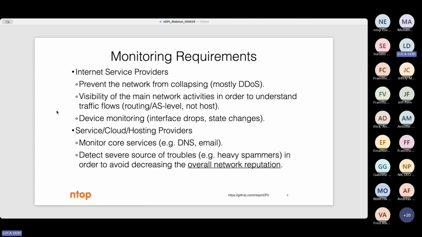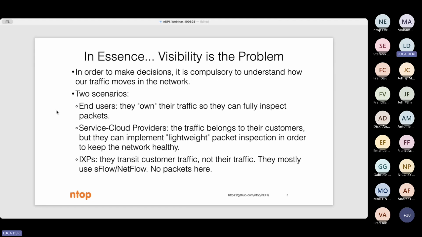So in this case, you can do DPI, so you can inspect packets. It's a different type of scenario. But in both cases, you need to interpret traffic, because even if you're an IXP, you want to know how much traffic, for instance, is going to Google Mail instead of Google Search. And this is one of the basic things that we need to solve today for visibility. Because visibility is the problem number one today.